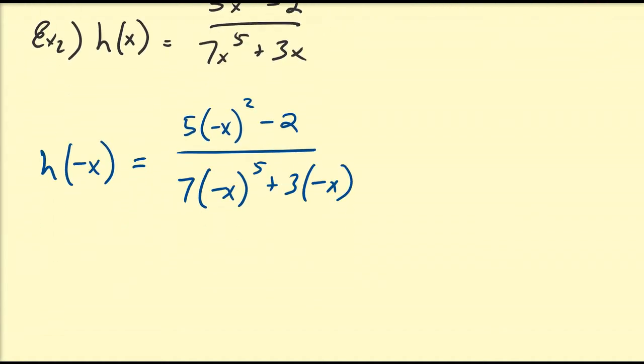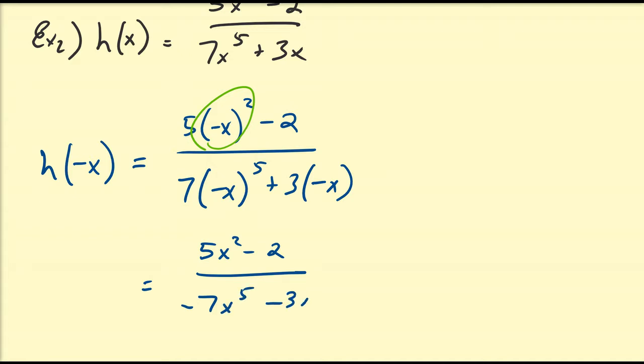When we square a negative number, it becomes positive, so the top of this is just going to be 5x squared minus 2. When we raise negative 1 to an odd power, it becomes negative, so we have negative 7x to the fifth. When we have 3 times a negative number, that becomes negative, so we have negative 3x.